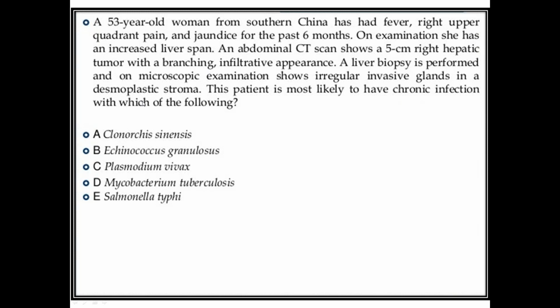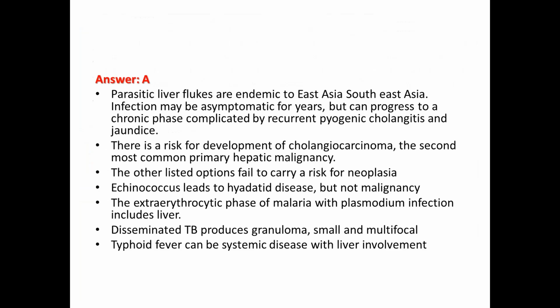So here again, in neoplasia we can tell them about the types of parasites and the tumors with which they are associated. Through this particular case, we can show the options: A. Clonorchis sinensis, Echinococcus granulosus, Plasmodium vivax, Mycobacterium tuberculosis, Salmonella typhi. The answer here is Clonorchis sinensis. Answer is A. Here they can explain, or we can explain to them if they are unable to say, that parasitic liver flukes are endemic to Southeast Asia.